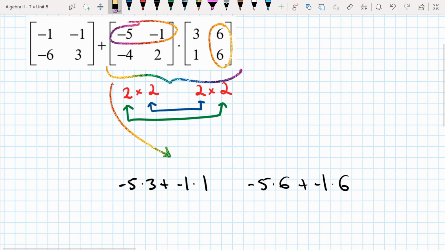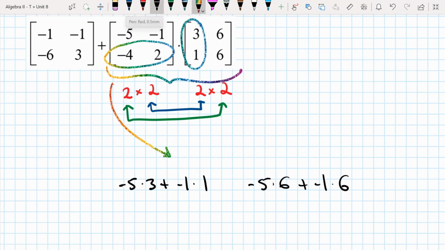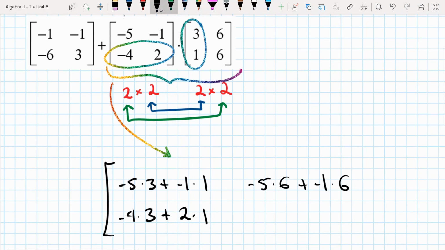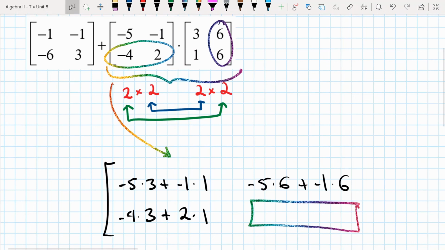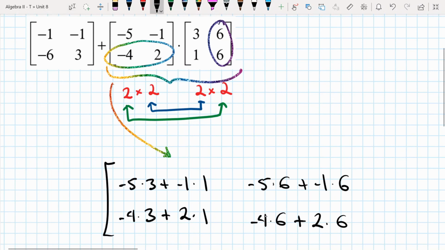Okay? Second row, first column. So this is negative 4 times 3 plus 2 times 1. Okay, and then lastly, it's going to be second row, second column. So think to yourself, what am I looking for right here? How do I get this number? Well, I want to do the second row, because we're in the second row of the first matrix, and multiply by the second column. Okay, so we get negative 4 times 6 plus 2 times 6.